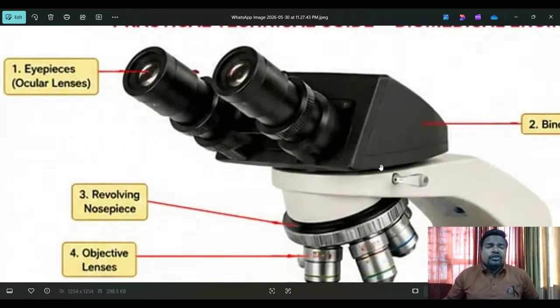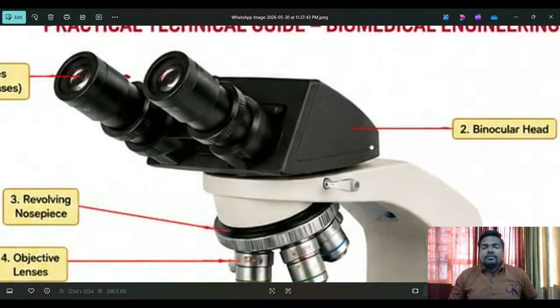Before learning, whether it is minor equipment or major equipment, whatever it is, even a small microscope you have to keep proper concentration, because you are a new person. A small microscope also you have to learn very clearly and perfectly. First point is eyepieces, ocular lenses.